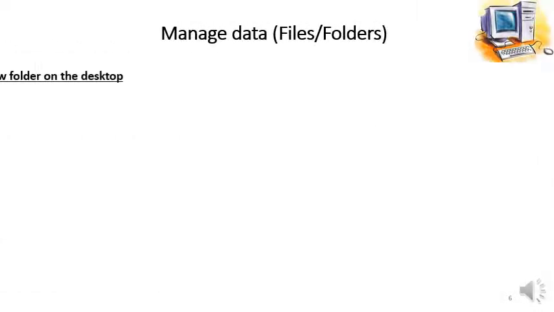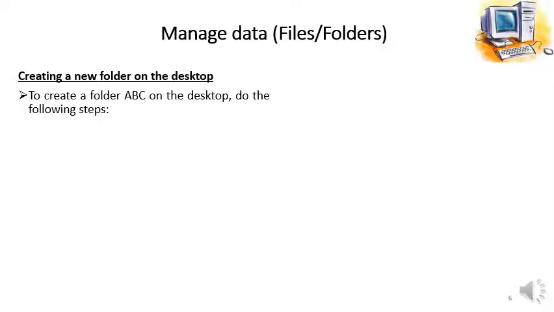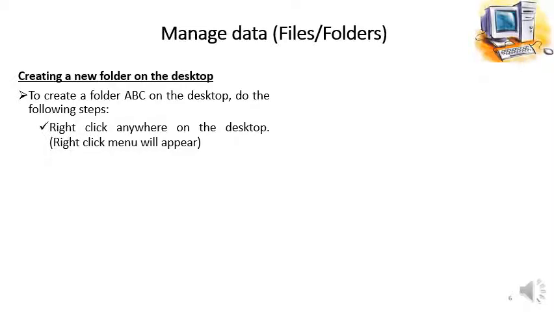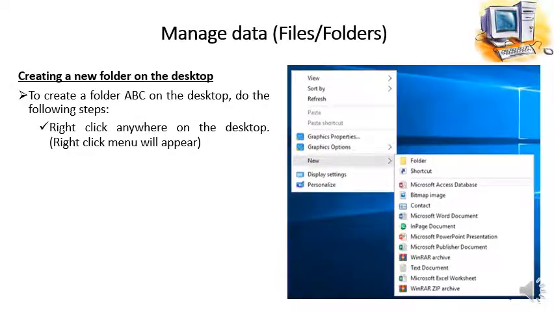Okay, now we will see some of the operations to deal with the files and folders. First of all, creating a new folder on the desktop. So what are the steps required? To create a folder, for example ABC, on the desktop, do the following steps. First step is to right click anywhere on the desktop. Right click menu will appear. Like here you can see, we have right clicked on the desktop, so the menu appears.